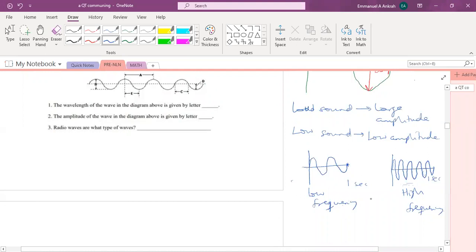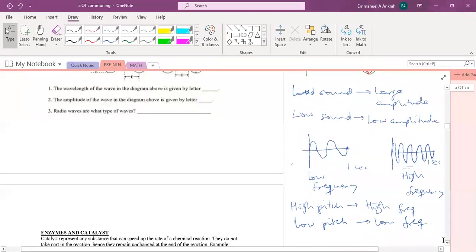Okay. So high frequency, high pitch sound. High pitch, high frequency. Low pitch, then we talk about low frequency, all right? So relate this to hearing of sound. Sometimes it comes up in questions. High pitch, high frequency, low pitch, low frequency, loud sound, large amplitude, low sound, low amplitude. Okay, for hearing. Okay, great.